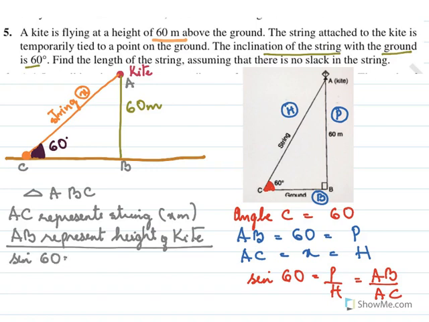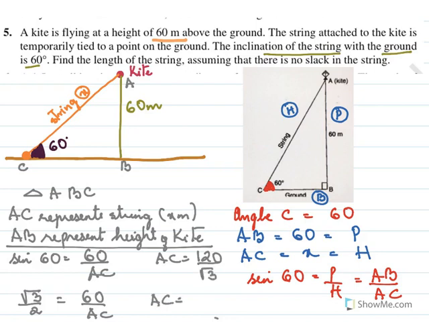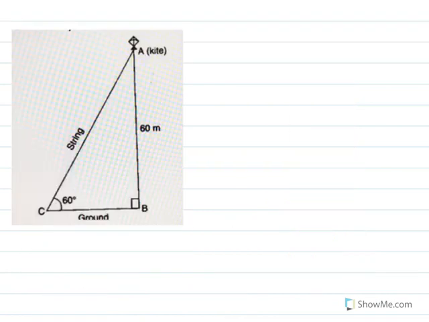So now I have sine 60 equal to AB, which is 60, over the hypotenuse, which is what we need to find, AC. Now sine 60 is root 3 by 2. So root 3 by 2 is 60 over AC, and you will get your AC as 120 by root 3. And if you rationalize this, you'll get your AC as 40 root 3 meter. So the length of the string is 40 root 3.